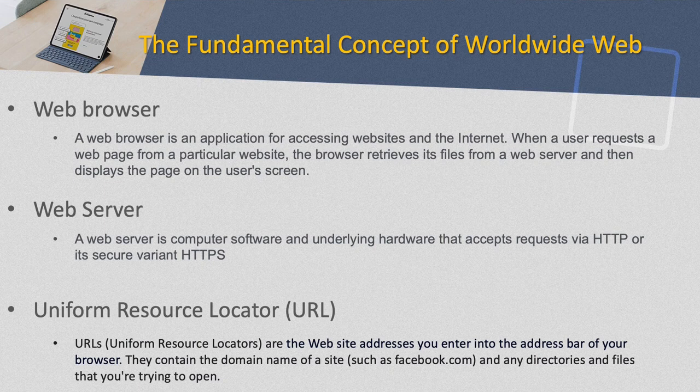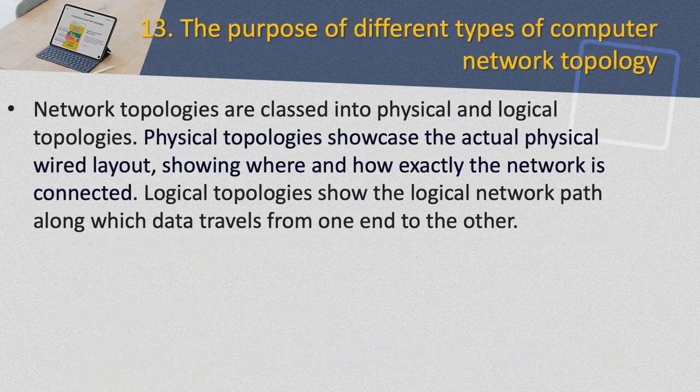Number 3. Uniform resource locator, URL. URLs, uniform resource locators, are the website addresses you enter into the address bar of your browser. They contain the domain name of a site, such as facebook.com, and any directories and files that you're trying to open.